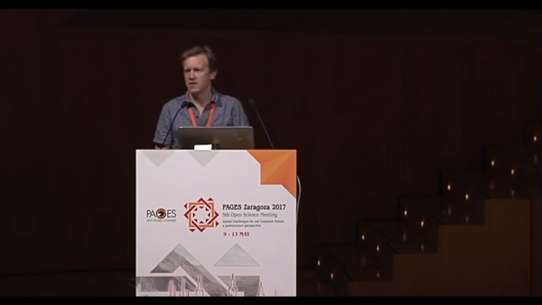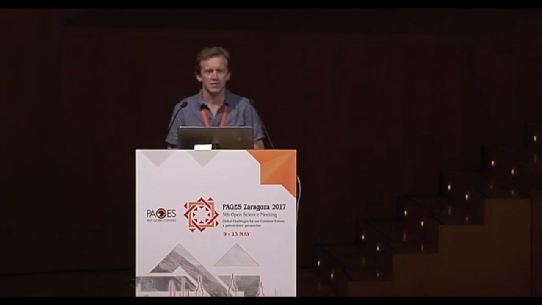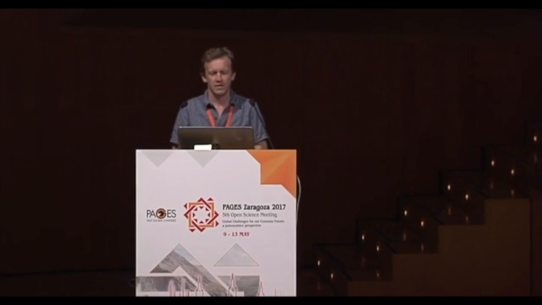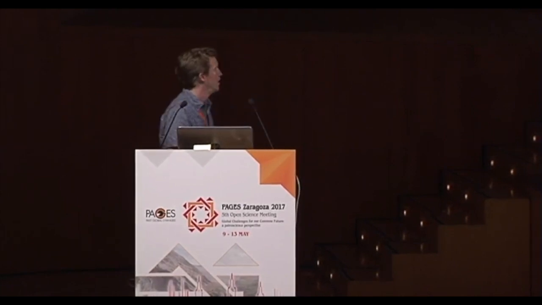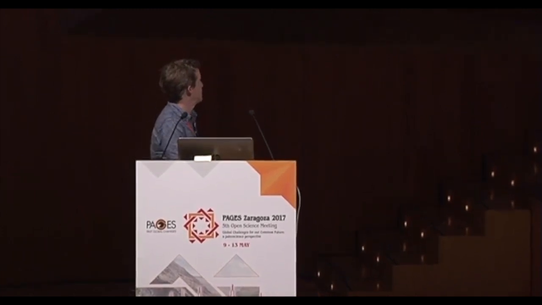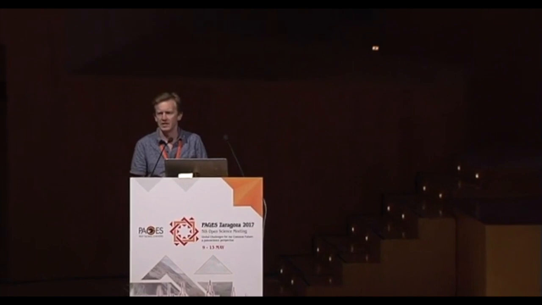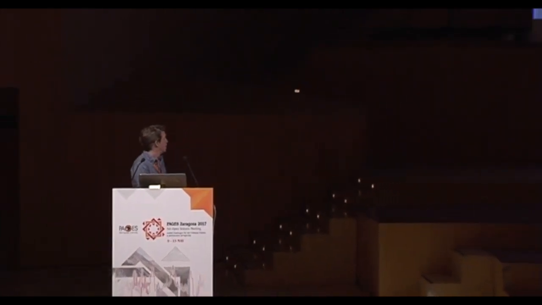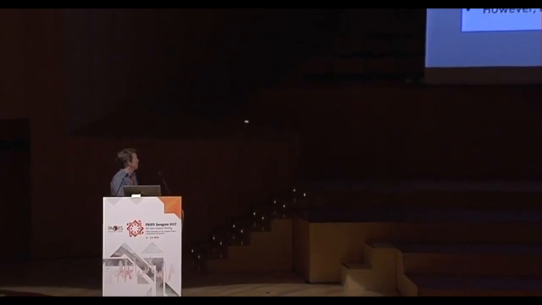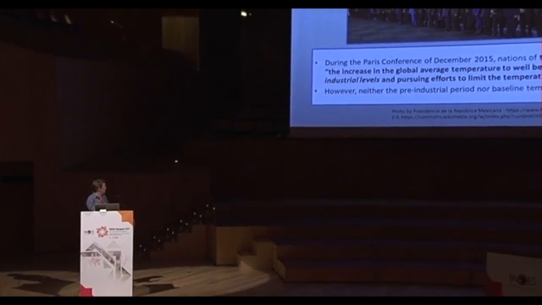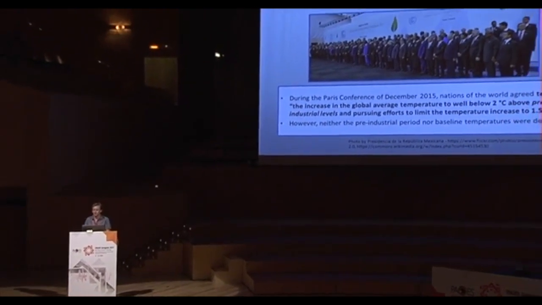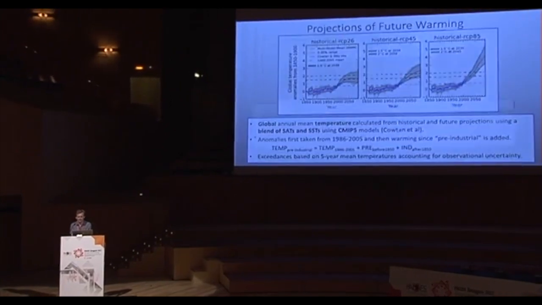The motivation of all of this is the Paris Agreement, which was signed in 2015. In this agreement, nations of the world agreed to holding the increase in the global average temperature to well below 2 degrees above pre-industrial levels and pursuing efforts to limit the temperature increase to 1.5 degrees. The really important part here is this pre-industrial levels. This was not really defined. And indeed, although this talk won't concentrate on this too much, what temperature means wasn't really defined either. So we're going to be looking at the importance of the definition of pre-industrial to the likelihood of exceedances.